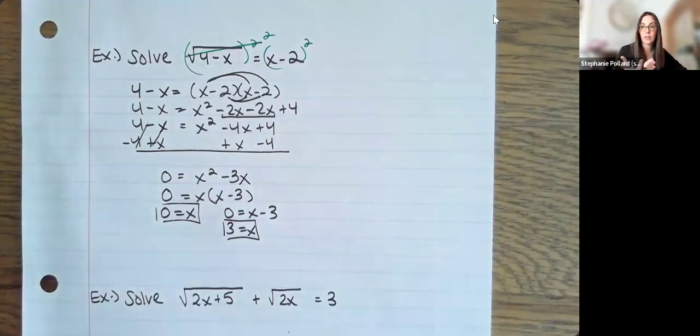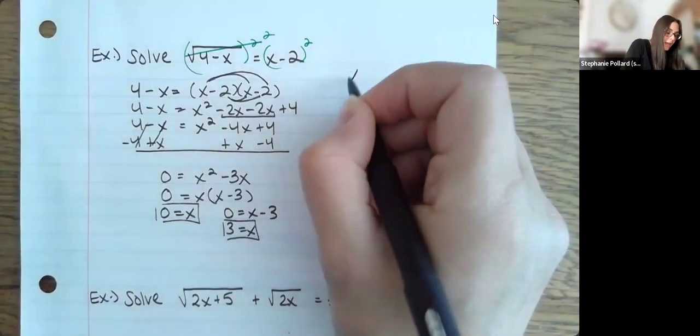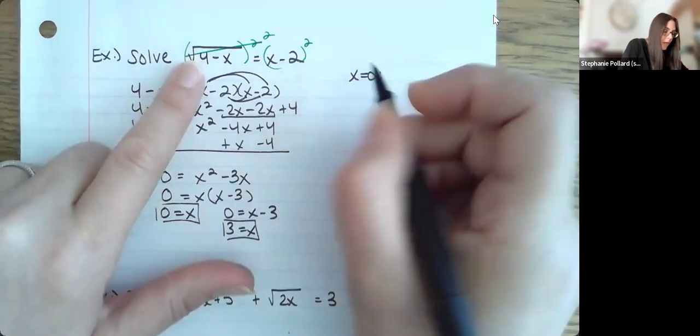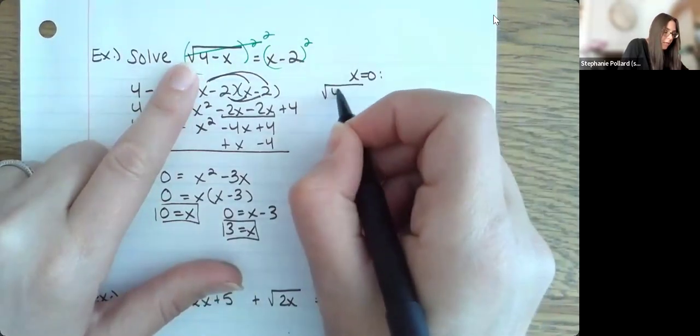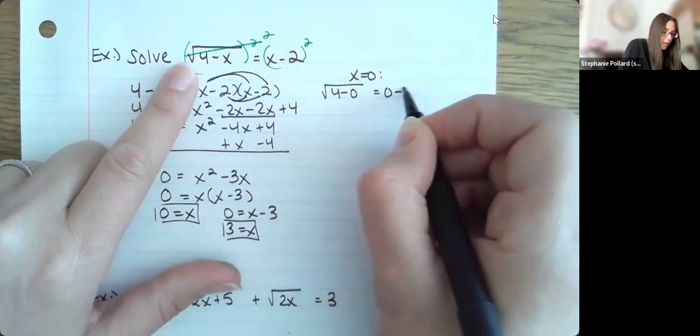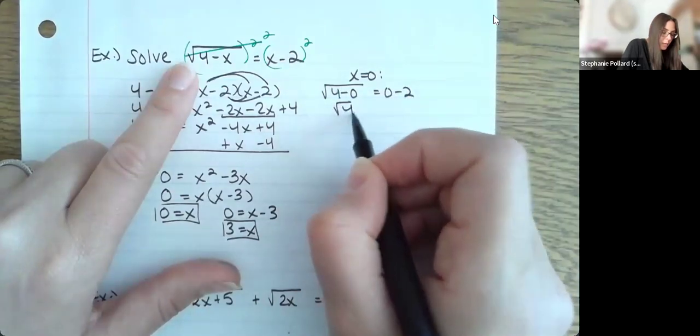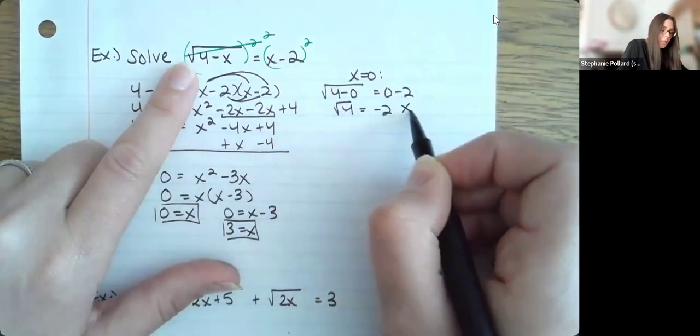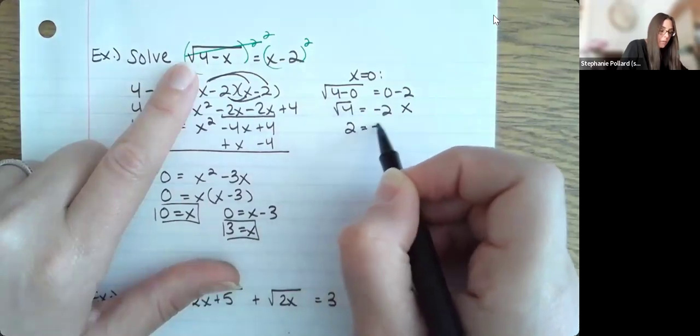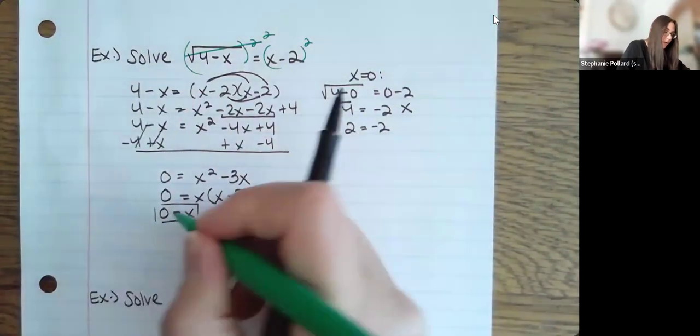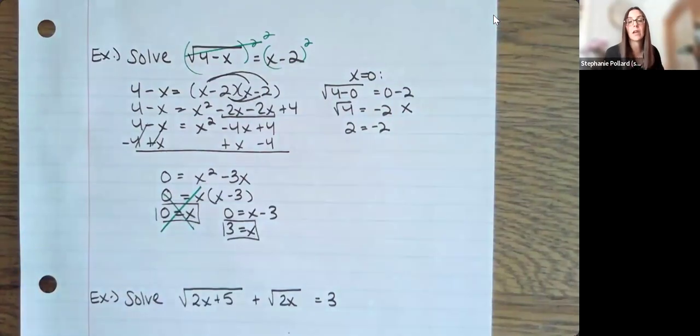Now again, we get to check them. So let me start by checking x equals 0. I go up to the original here. I get the square root of 4 is equal to negative 2. Now this does not work because the square root of 4 is positive 2. So actually x equals 0 is not a valid solution. So this is our first example of an extraneous solution that is not working here.